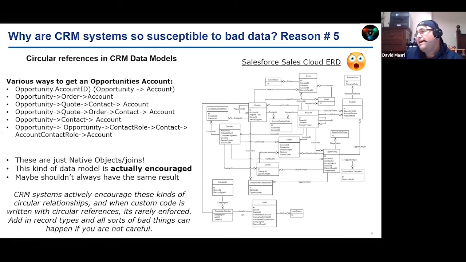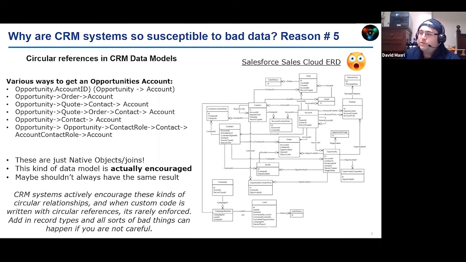Now, you could obviously make the argument, and it's a very good argument, that the account contact role maybe is allowed to be associated to a different account than the opportunity is related to. So the opportunity is related to account A. There's a contact on it that's related to account B. Maybe those companies are partner companies. There's a million and one reasons why that might happen. But it doesn't change the fact that you have a lot of these circular references.